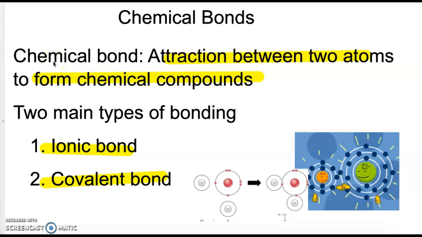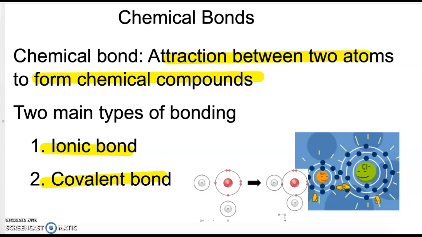All right, so in these video notes, we are starting chemical bonding. And so, what is a chemical bond? It is an attraction between two atoms to form a chemical compound in some way. And so, there's two main types of bonding that we're going to learn in this unit. One is ionic bonding, and the other one is covalent bonding. So, we're going to start focusing on ionic bonding this week.